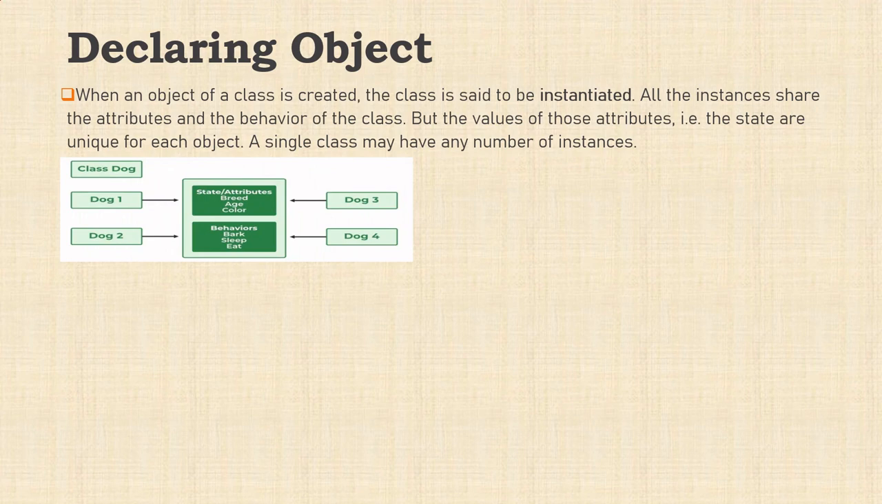So here the class Dog is there, with state and behavior. Inside the state we have breed, age, and color, and inside the behavior we have bark, sleep, and eat. These will be all the variables, and these will be all the methods. So this is the class Dog, and these are the instances, that means the objects: object 1, object 2, object 3, and object 4. So we have created four objects, which are dog 1, dog 2, dog 3, and dog 4 of class Dog. These are all the states and behaviors of the Dog class.